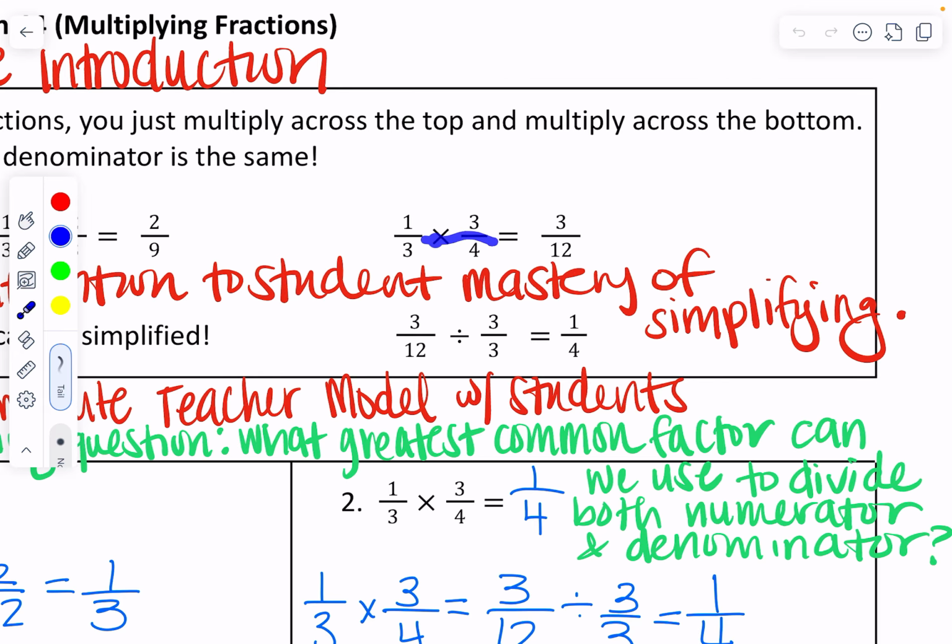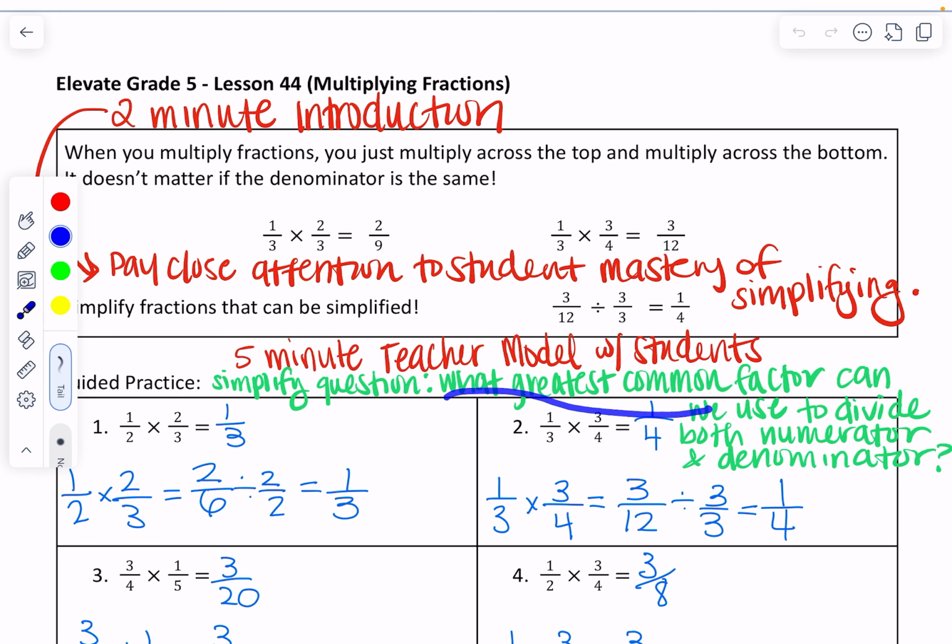us 3, and then we multiply our denominators together, 3 times 4 gives us 12, and you ask them, is this fraction or is this answer product simplified? Students will say no. Then you'll ask them, what greatest common factor can we use to divide both the numerator and the denominator? So students will say, okay, well, I know that 3 and 12 can be divided by 3. All right, so let's go ahead and do that.